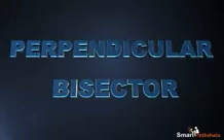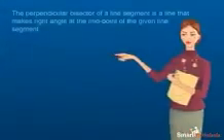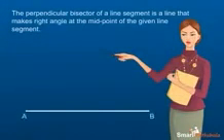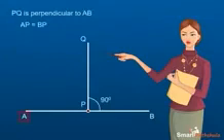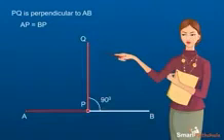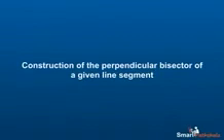Perpendicular bisector. This module will explain the construction of a perpendicular bisector. The perpendicular bisector of a line segment is a line that makes a right angle at the midpoint of the given line segment. Consider a line AB. If PQ is the perpendicular bisector, then AP is equal to BP and angle QPA is a right angle. Let us learn the steps of constructing the perpendicular bisector of a given line segment.